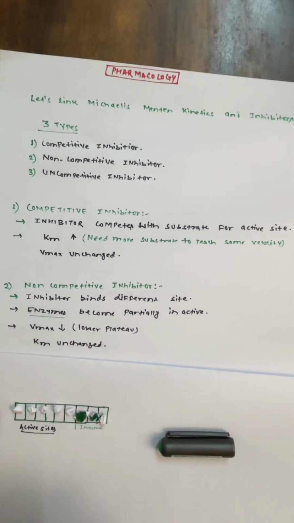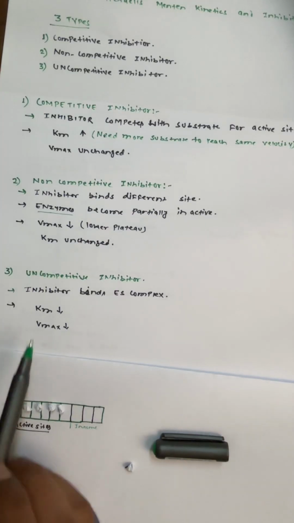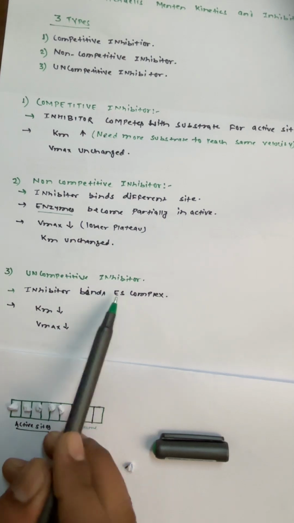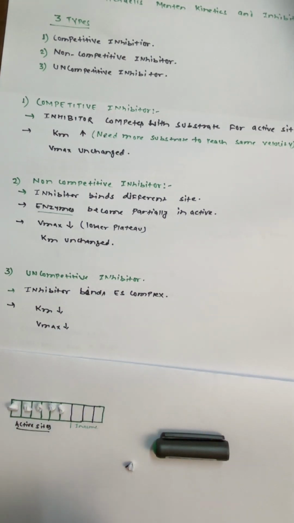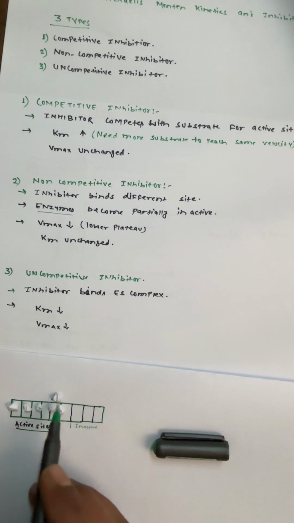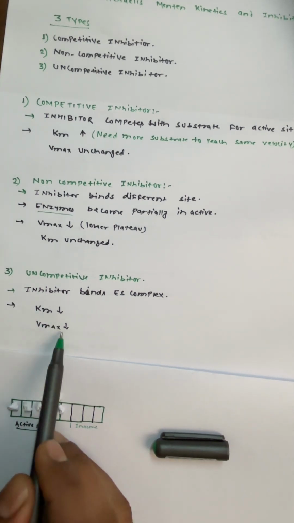Now we'll talk about uncompetitive inhibitors. In case of uncompetitive inhibitors, the inhibitor binds to the enzyme-substrate complex. Suppose this is an uncompetitive inhibitor. It will not do anything, it will just form a complex by binding to this. And this will result in a decrease in both Km and Vmax.